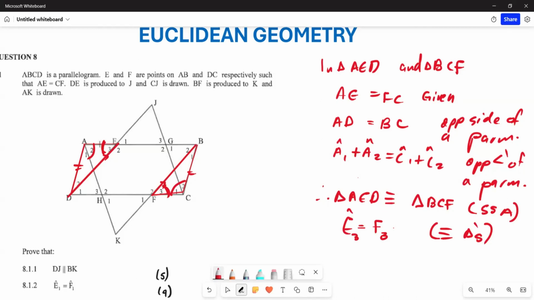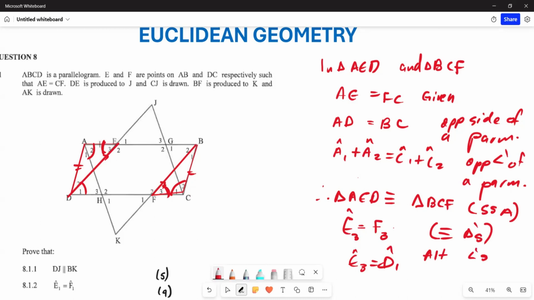I want you to look at something, right? If you look at my angle E3 again, can you see that my angle E3 is going to be equal to what? My angle E3 is going to be equal to my angle D1, right? What is the reason behind that? My E3 is equal to angle D1 because this is going to be your alternating angles.